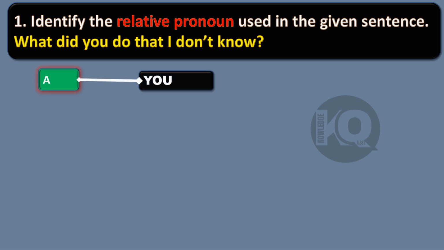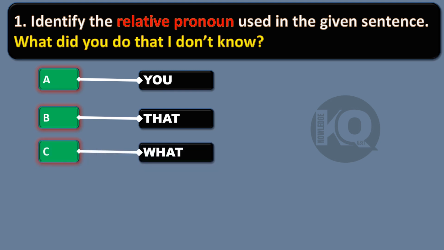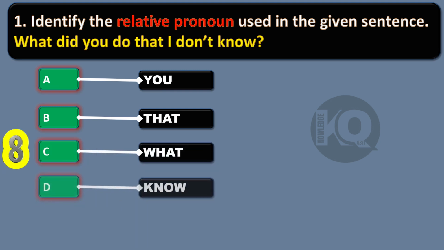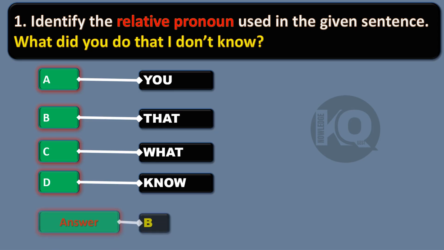Identify the relative pronoun used in the given sentence. What did you do that I don't know? A. You. B. That. C. What. D. No. The correct answer is B. That.